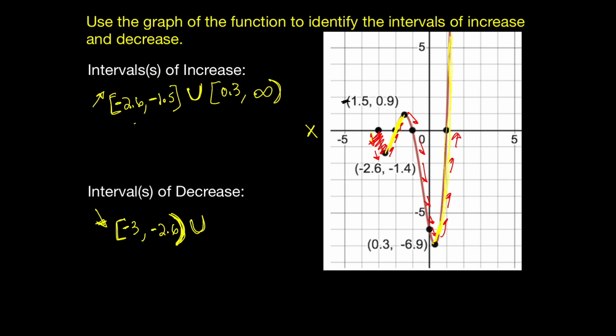Now I have to use the union symbol because I have another location where decrease occurs in this graph. And that's going to happen beginning at negative 1.5 and then ending at 0.3. I'm not going to include either value since, again, we already established that those two quantities are part of the increase. And that would be the intervals of decrease.